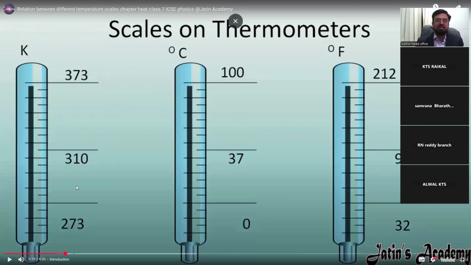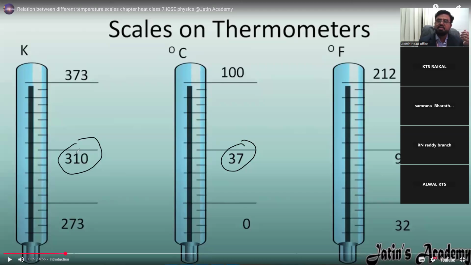Here 273 is given. One important point is given here. 310 is the normal body temperature. 37 degrees in Celsius scale, the human body temperature, is 310 in Kelvin. If it is beyond that, we'll get the fever.